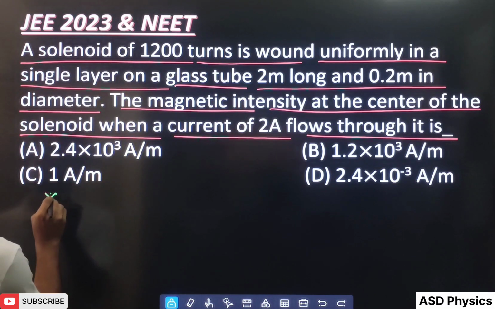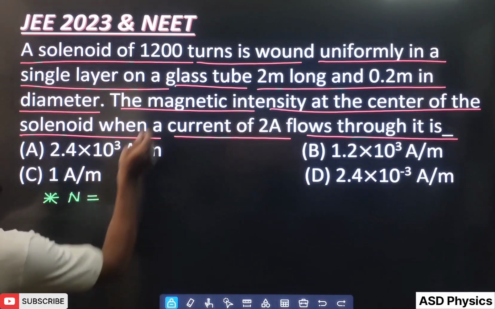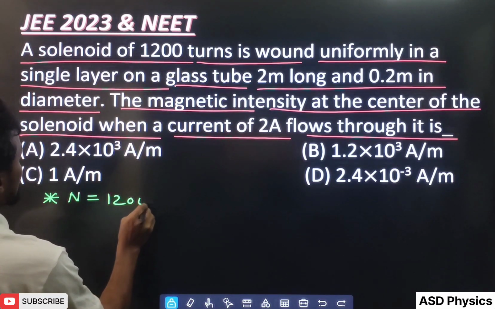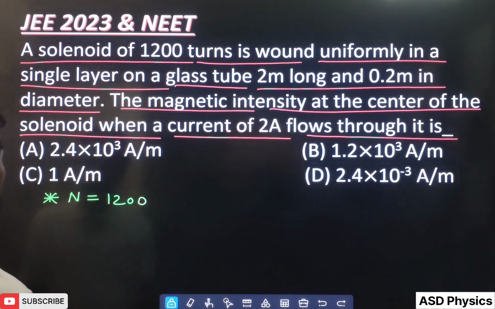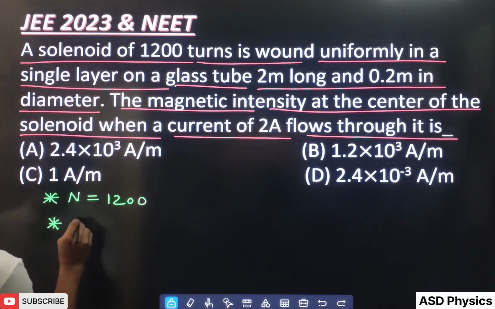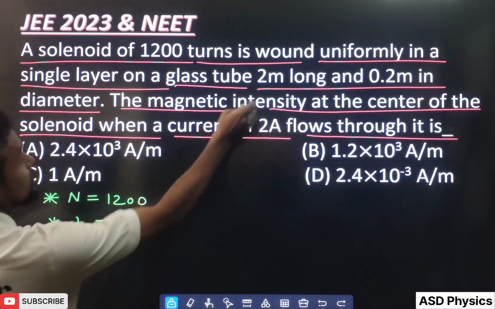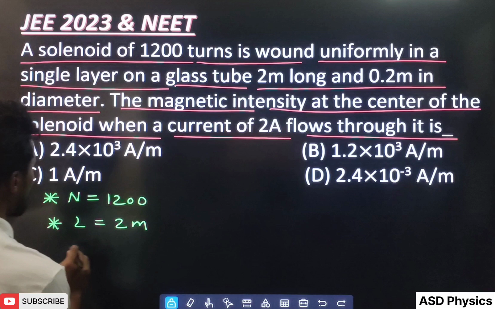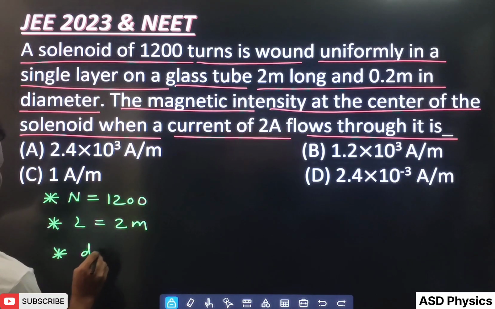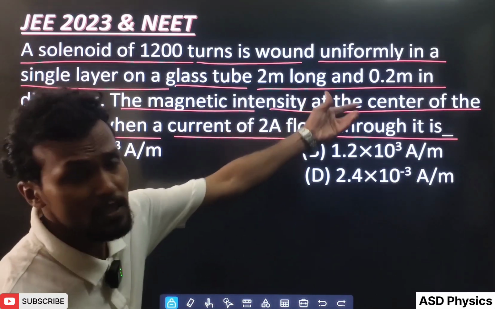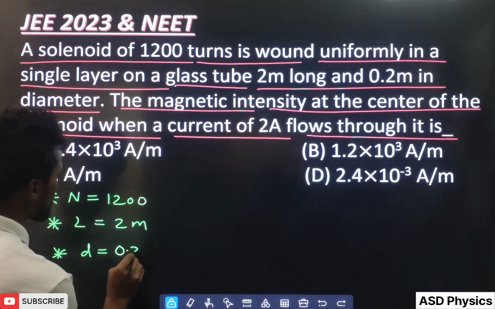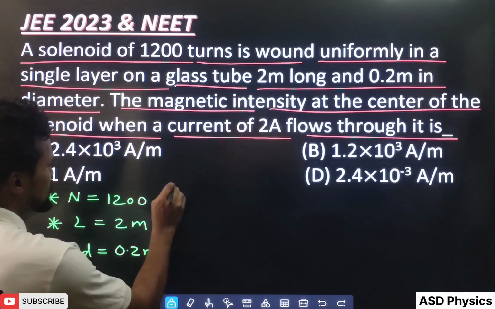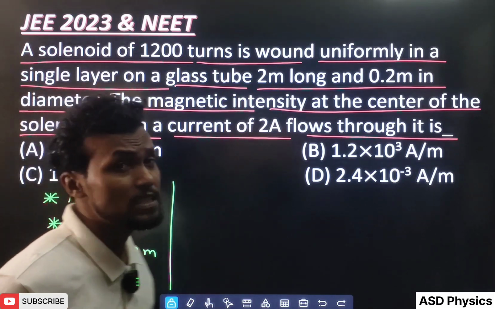So what data is given here? See, the total number of turns is given here, 1200. Okay, and after that you can see the length is given here as 2 meter. And if you talk about the diameter, it is given here as 0.2 meter. So here the question arises, can this solenoid be considered as an infinite length solenoid?